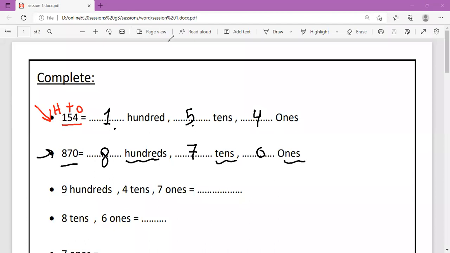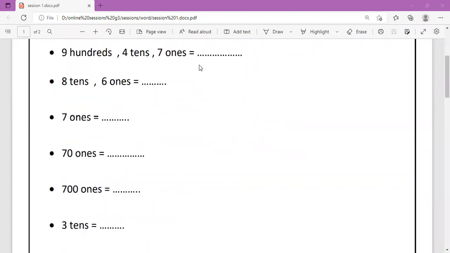Let's first go down. 9 hundreds, 4 tens, 7 ones. First, we put the place value of each one. We have ones, tens, and hundreds, so three place values here.